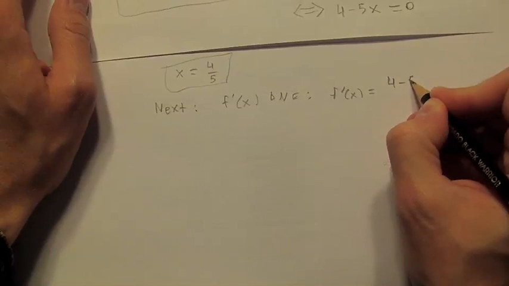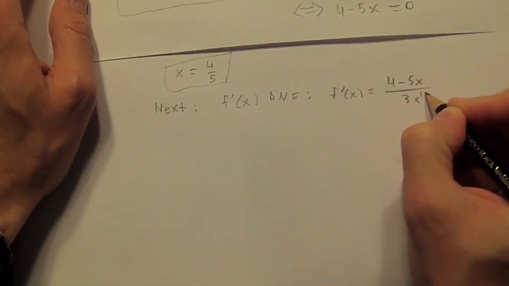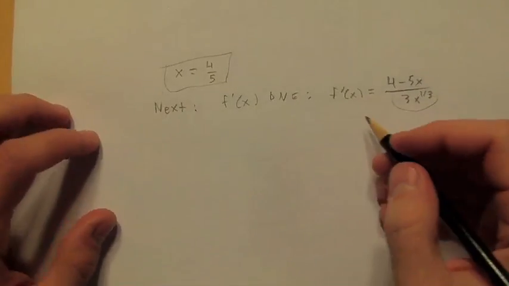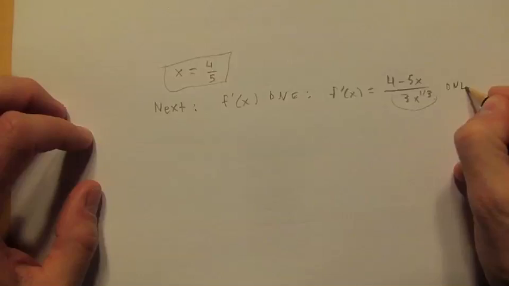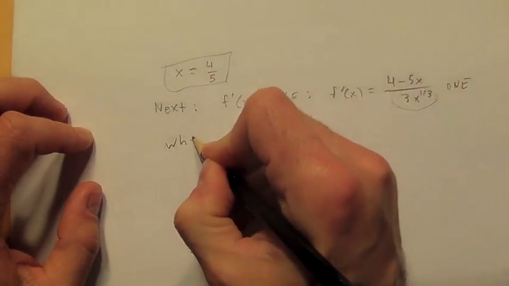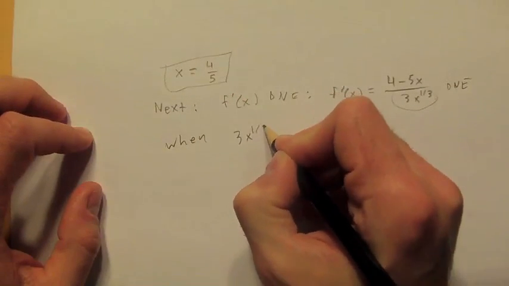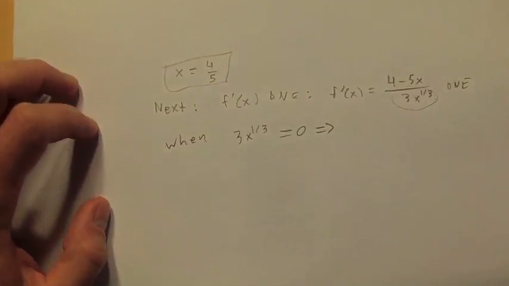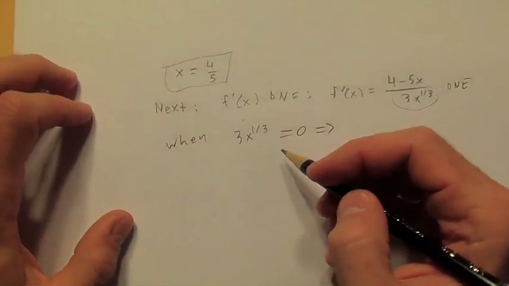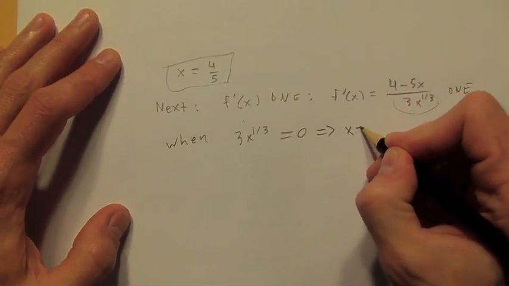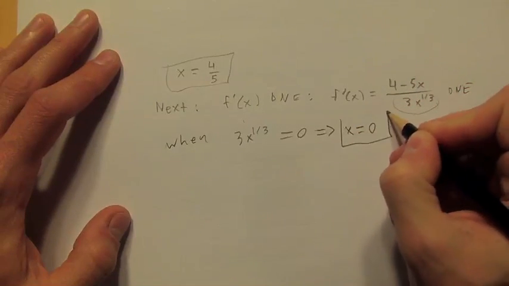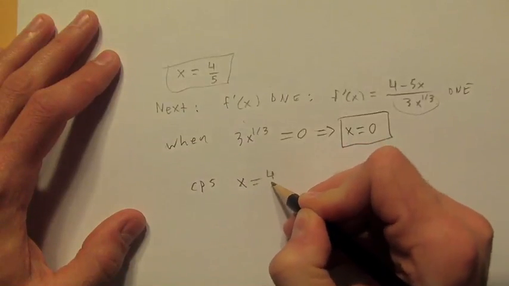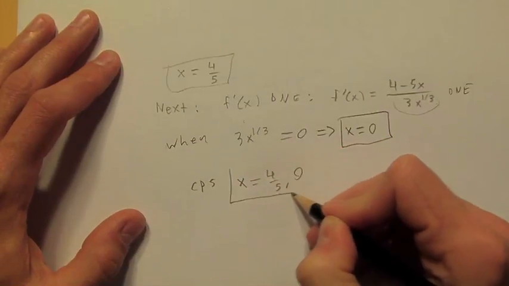If f prime of x is 4 minus 5x all over 3x to the 1/3, this doesn't exist when the denominator is equal to 0. So this does not exist when 3x to the 1/3 equals 0, which gives me another equation to solve, but it's very easy. 3x to the 1/3 is equal to 0 if and only if x is equal to 0. So that is my other critical point. So the critical points are x equals 4/5 and 0.